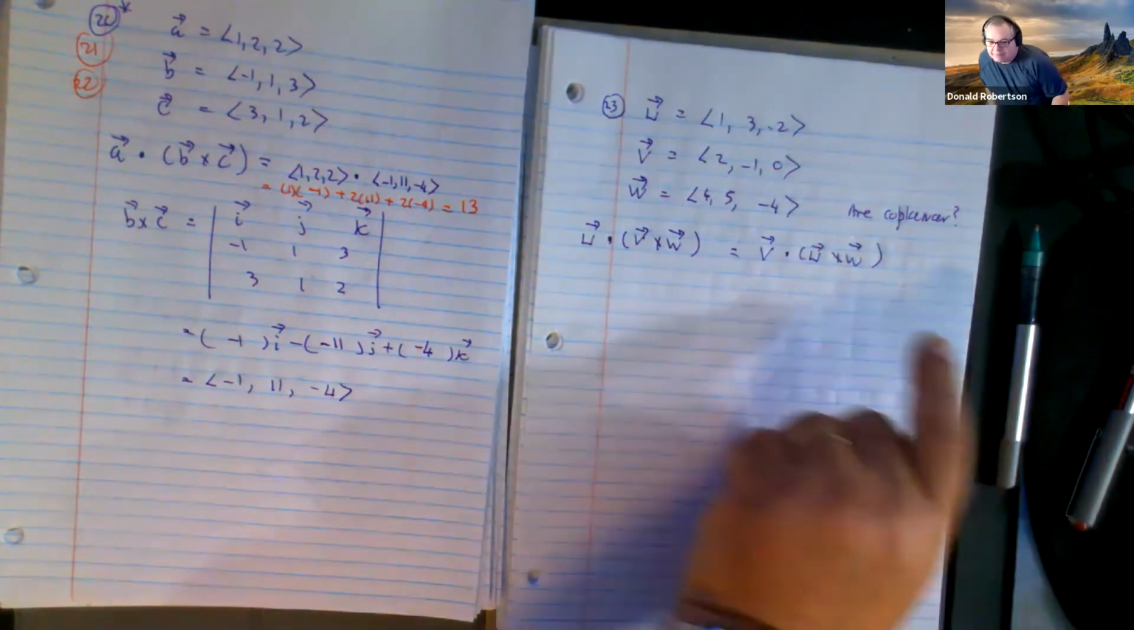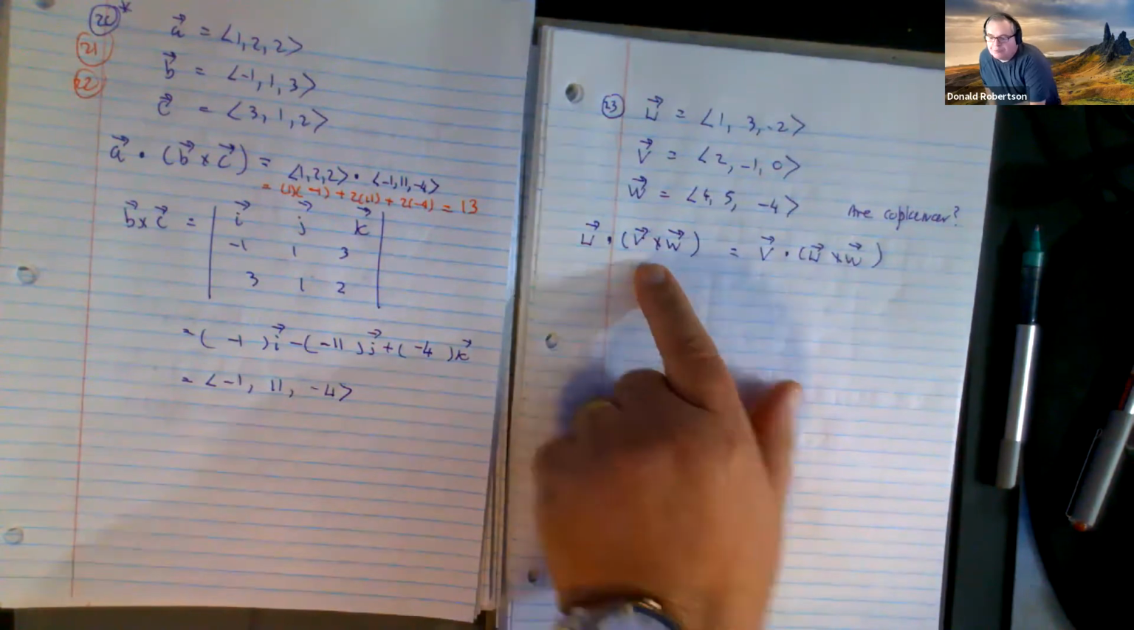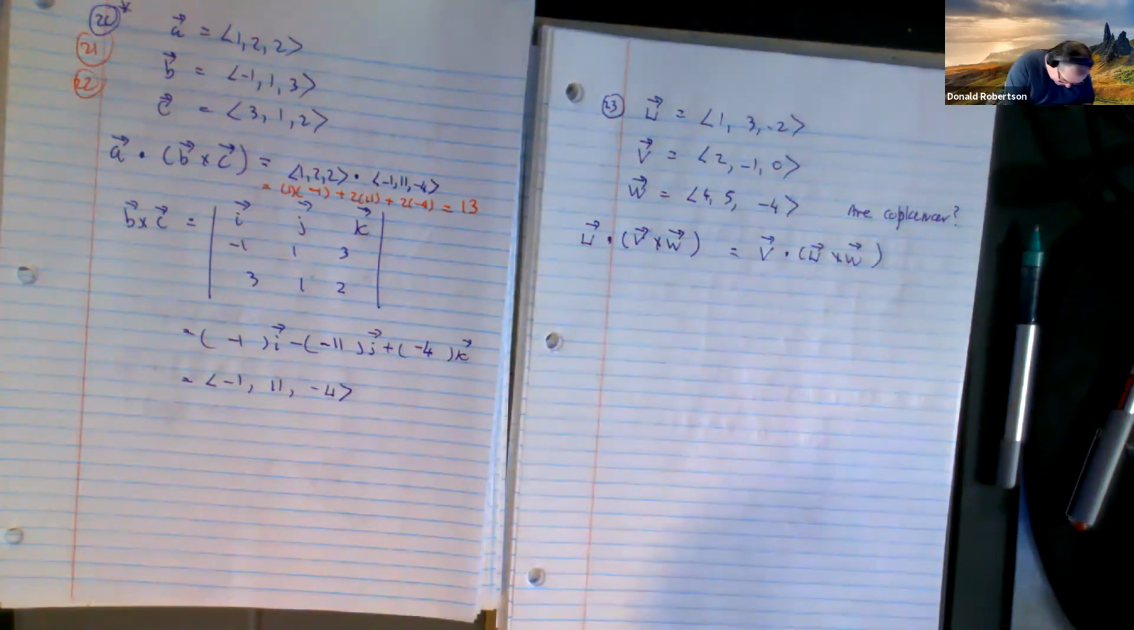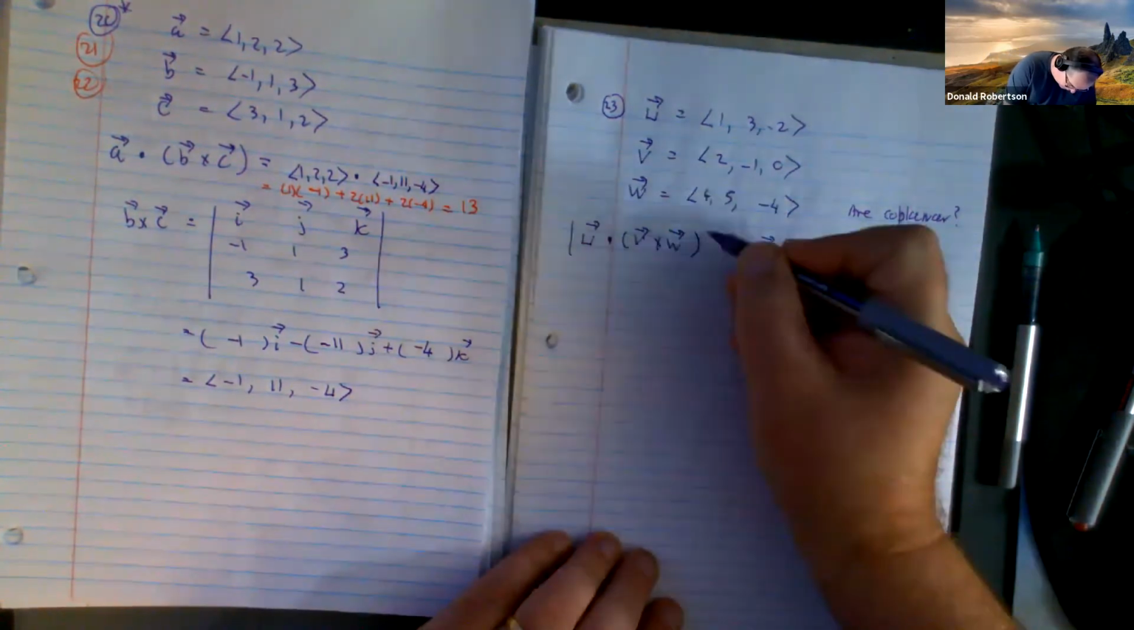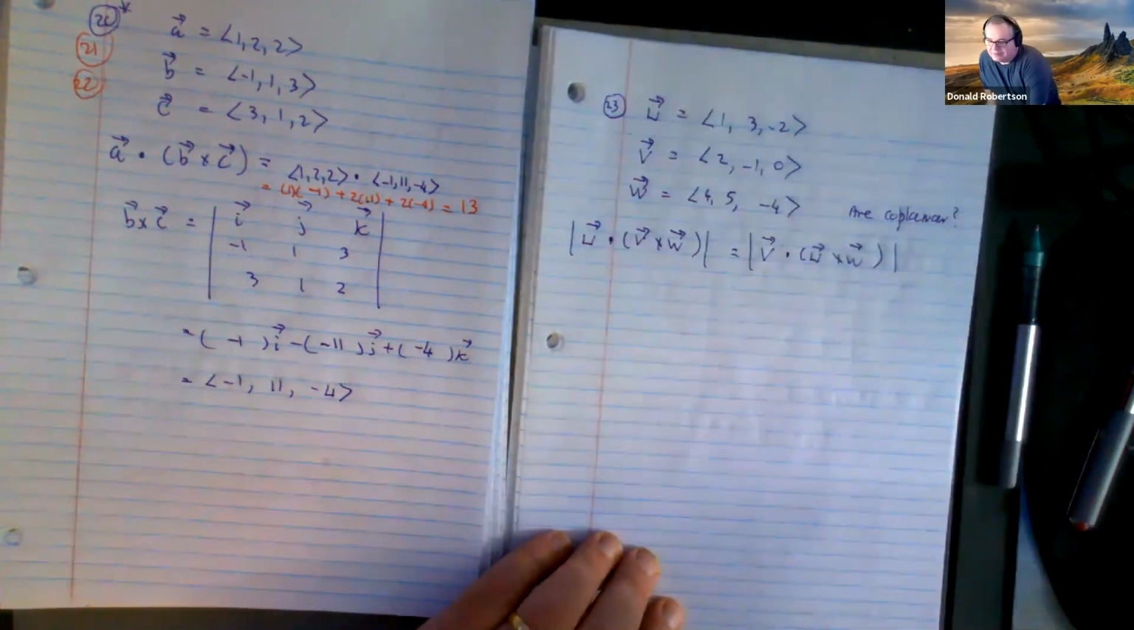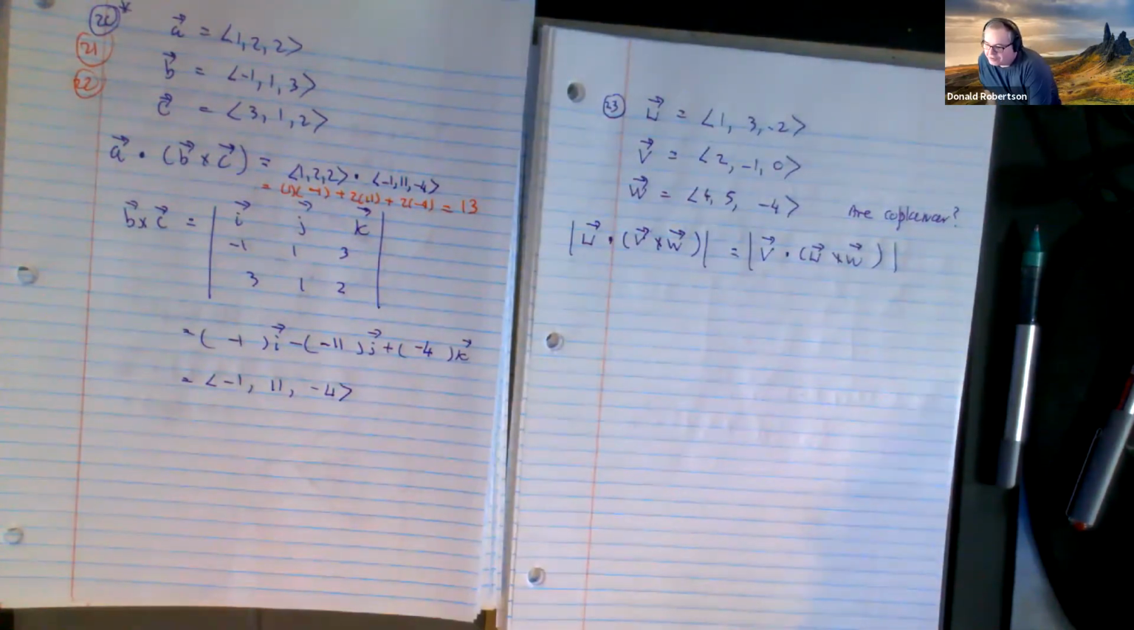And this guy will be identical, provided you do that. Does that make sense? Provided you take the absolute value of them. So triple products don't care which two you do the cross product with and which one you do the dot product with, right? As long as you make sure that the answer is the absolute value.